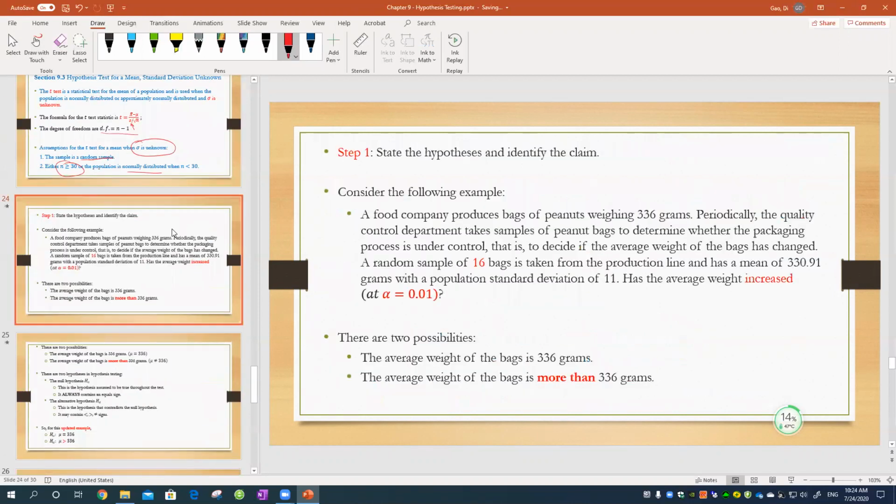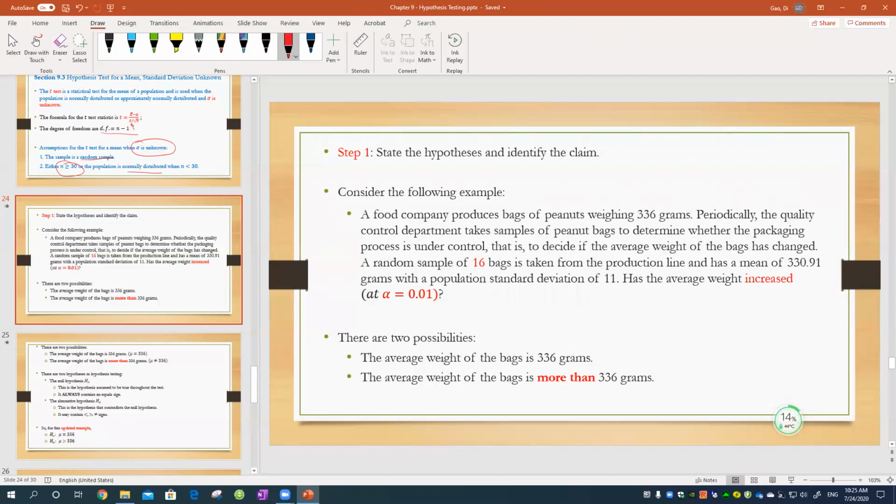And now let's look at the example, with still the same 5 steps. Step 1, we're going to state the hypothesis and identify the claim. We have a slightly changed example problem this time. If a company produces bags of peanuts weighing 336 grams, periodically the quality control department takes samples of peanut bags to determine whether the packaging process is under control. That is, to decide if the average weight of the bags has changed.